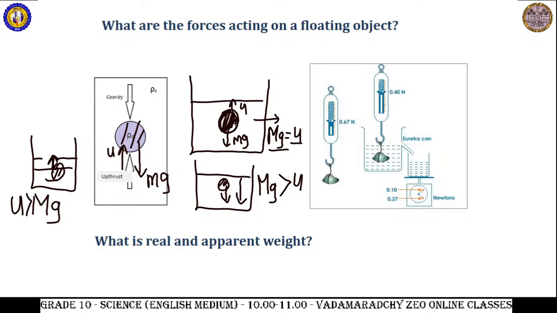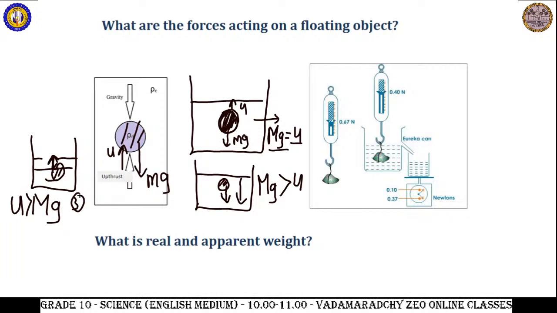Okay, but the first two objects will sink, and the third object will float. These are the instances. So the forces acting on a floating object: there are two forces acting on it. Those are the weight of the object, that is mg, which acts in the downward direction, and also the upthrust. Upthrust is exerted by the liquid, so this acts upward. This is when the object is floating fully submerged. Okay, that's important.